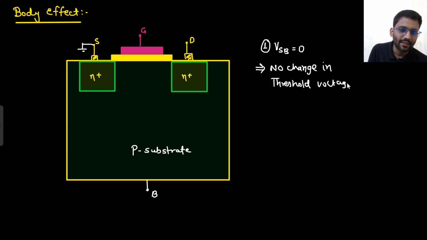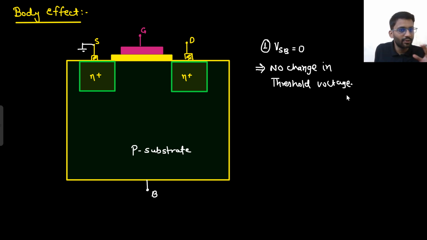Now what do I mean by that? Let's assume I go to a market and I say, sir, I need an NMOS. So he will give me an NMOS. Now he will say that the NMOS you are having has the threshold voltage of 0.7 volt. What does he mean by that? He means that if your source and body are shorted, if there is no potential between source and body, then your threshold voltage is 0.7 volt.